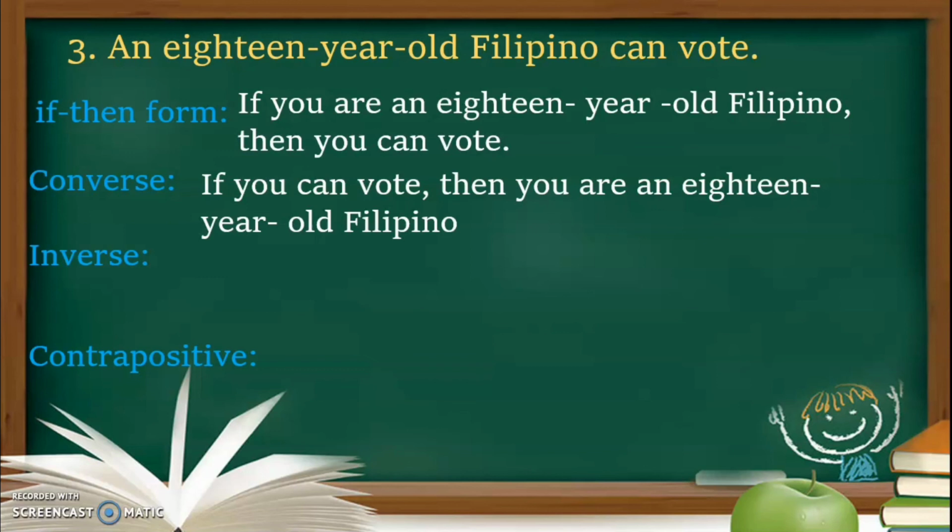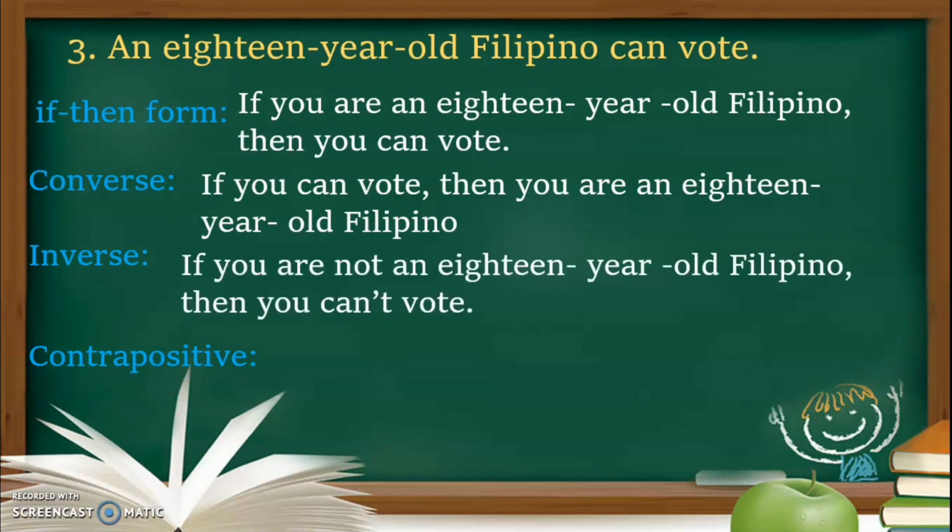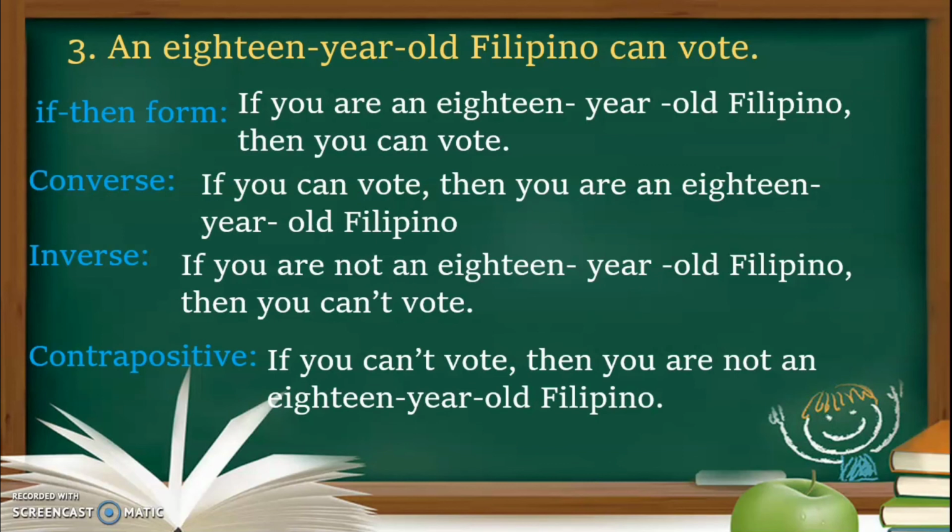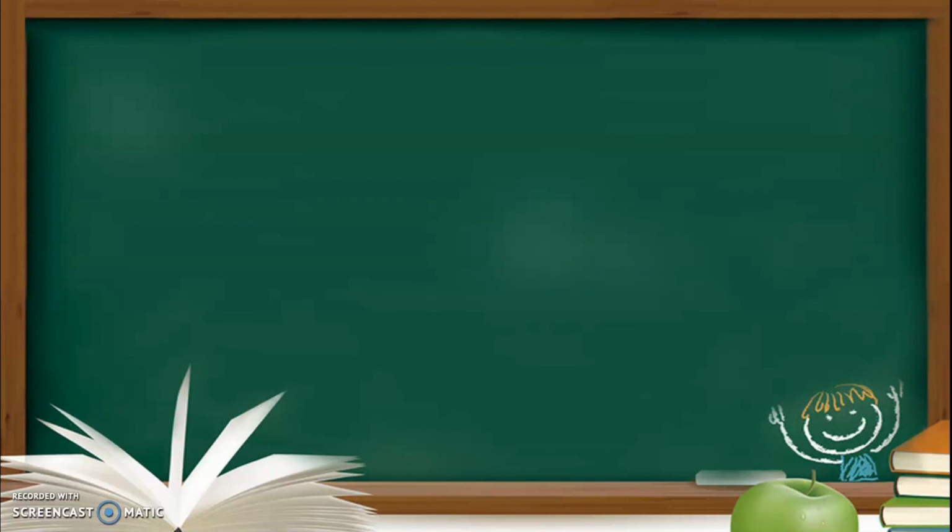Inverse is the negative of the if-then form. If you are not an 18-year-old Filipino, then you cannot vote. Contrapositive, negative of converse: if you can't vote, then you are not an 18-year-old Filipino.